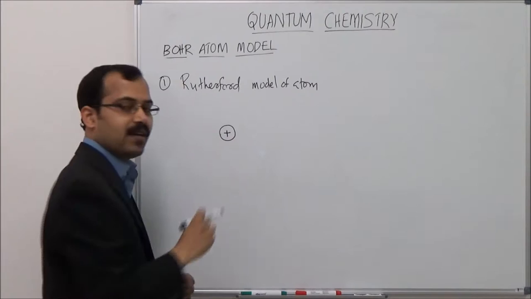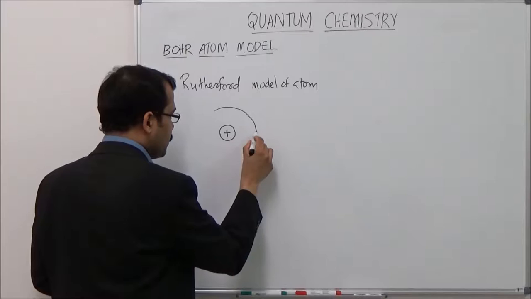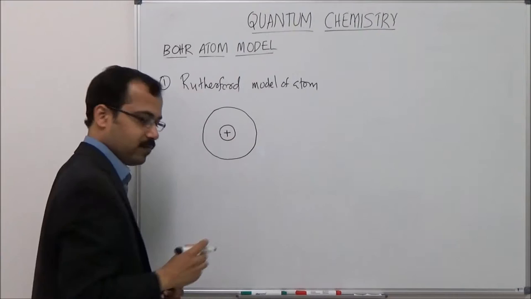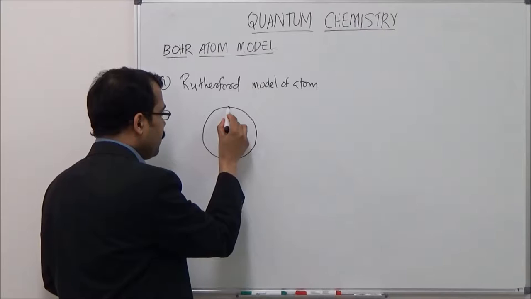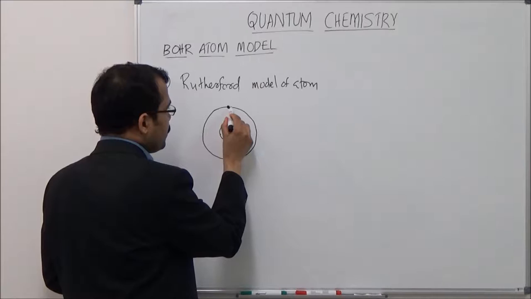And this is the nucleus, and the electrons in the atom are revolving around the nucleus in circular orbits. We can consider this as a circular orbit, and we will consider one electron revolving around the nucleus in this orbit. We can see that the velocity of the electron changes from time to time as it revolves around the nucleus.